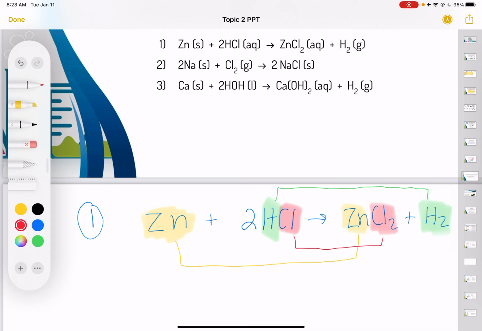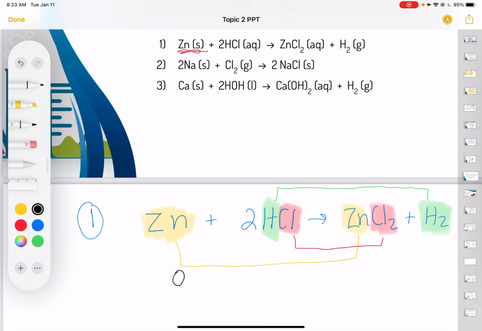All right, let's look at Zn. On the left-hand side, Zn's by itself. It's a solid. I should have written it that way. When anything is a solid, that means that it has a charge of 0. Okay? On this side, it is in a compound. It's in the ion form because it's attached to chloride.